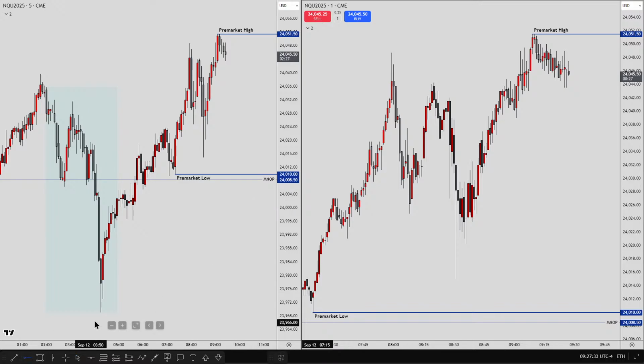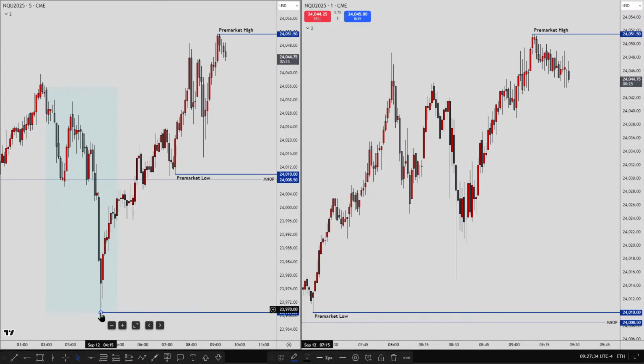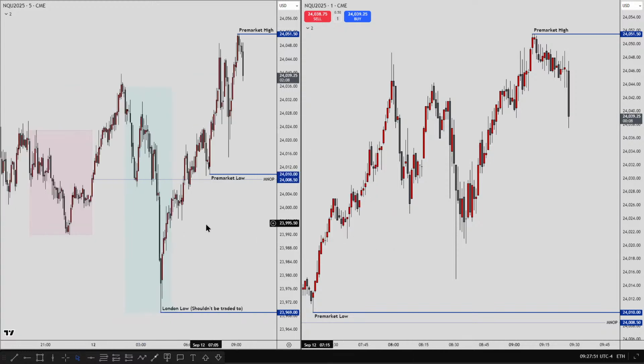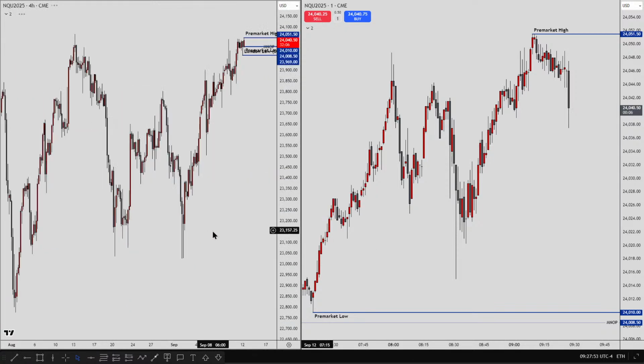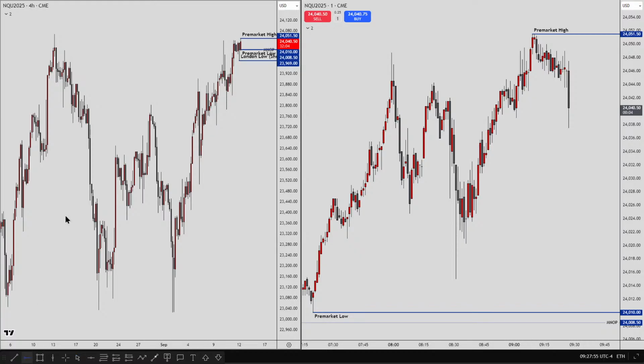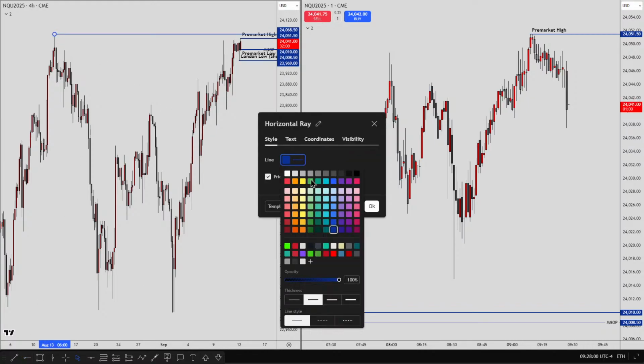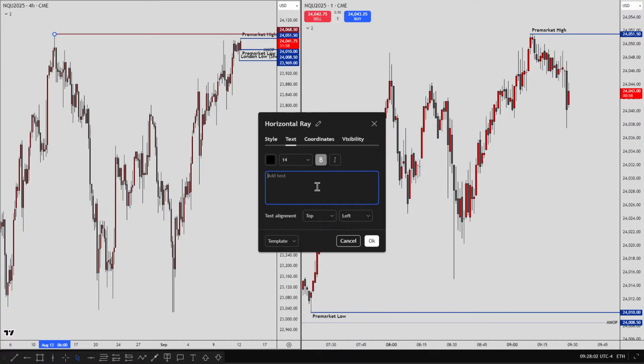Okay, so we have the London low. I don't expect us to trade back into the London low. And then if we go to our 4-hour chart, I mentioned in Discord this morning, I want to see us trade into all-time highs.